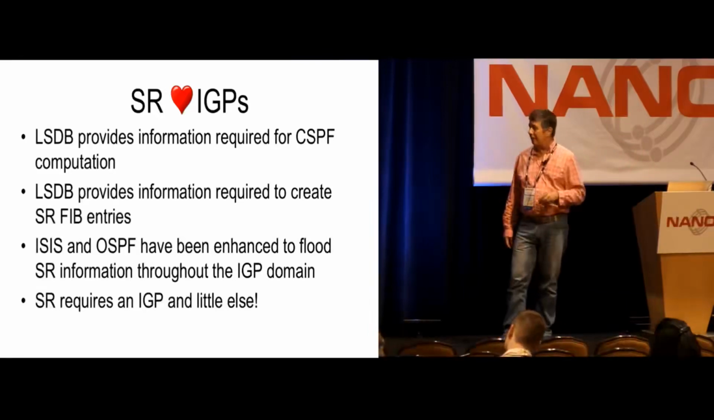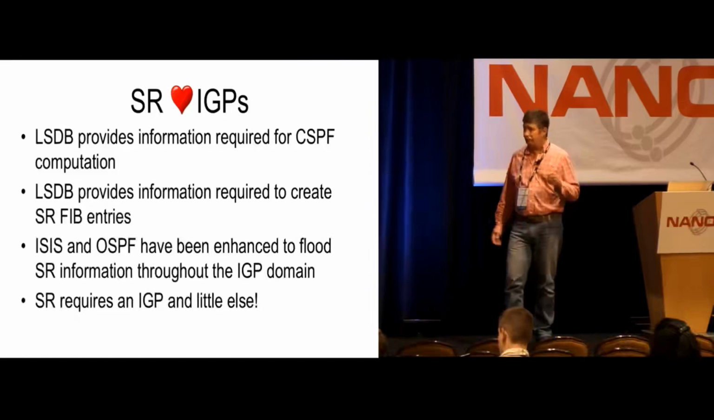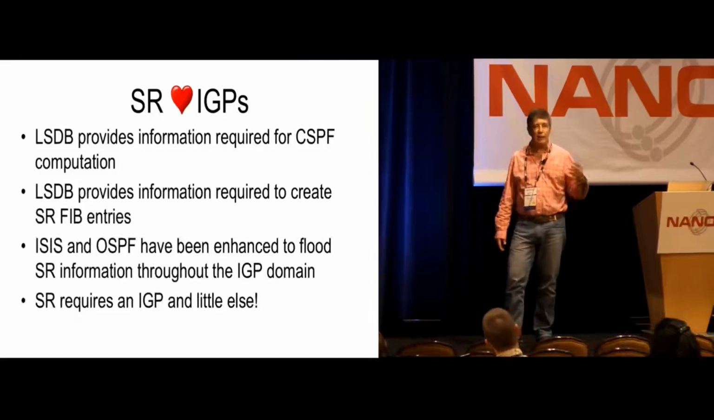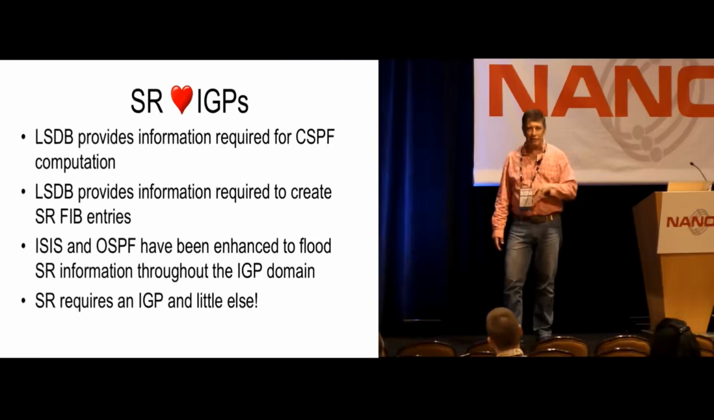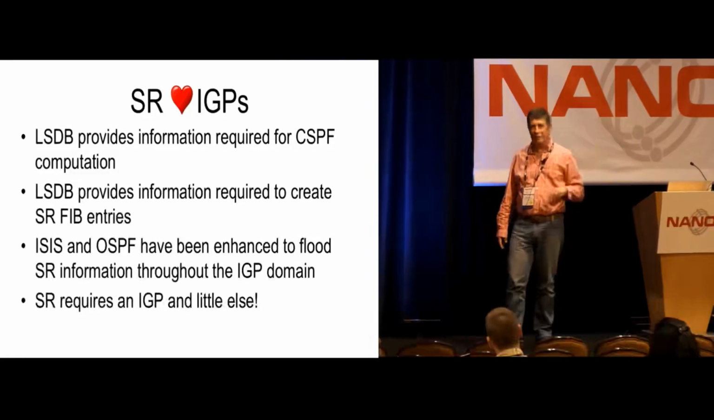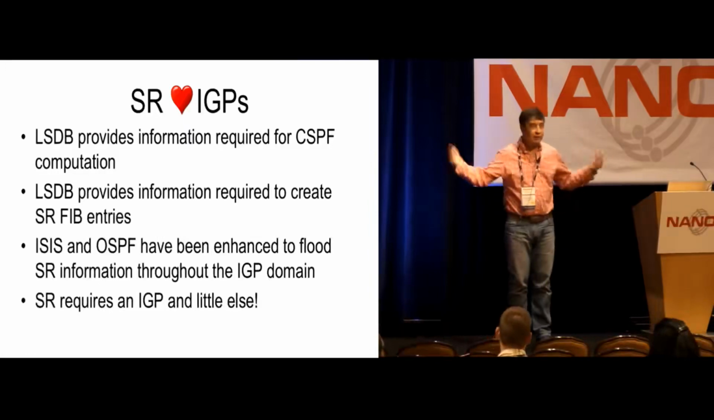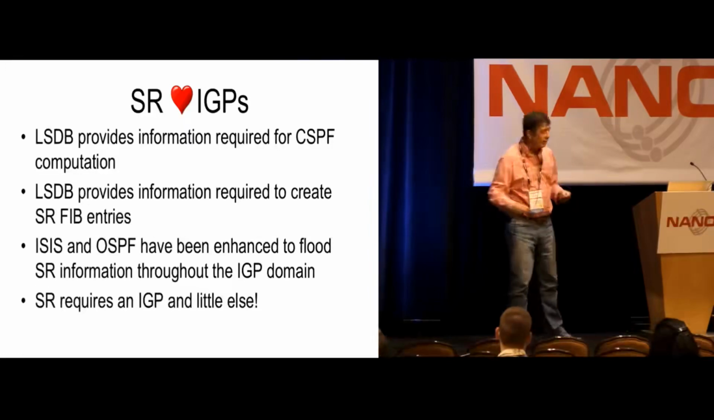ISIS and OSPF have both been enhanced to flood all this information. So SR requires an IGP and little else. It requires an IGP and a path computation module, be it distributed on the ingresses or on the central controller. But you don't need LDP, you don't need RSVP anymore.